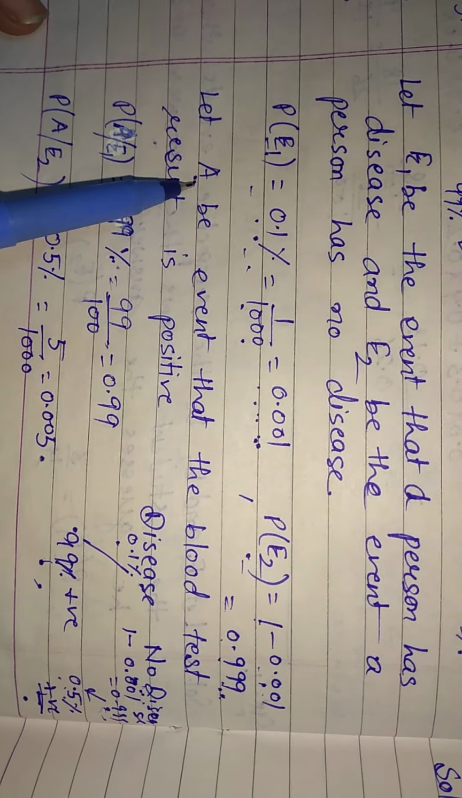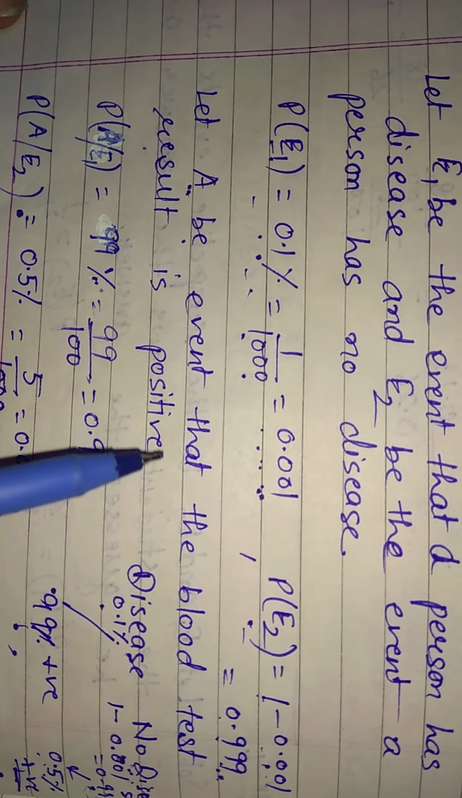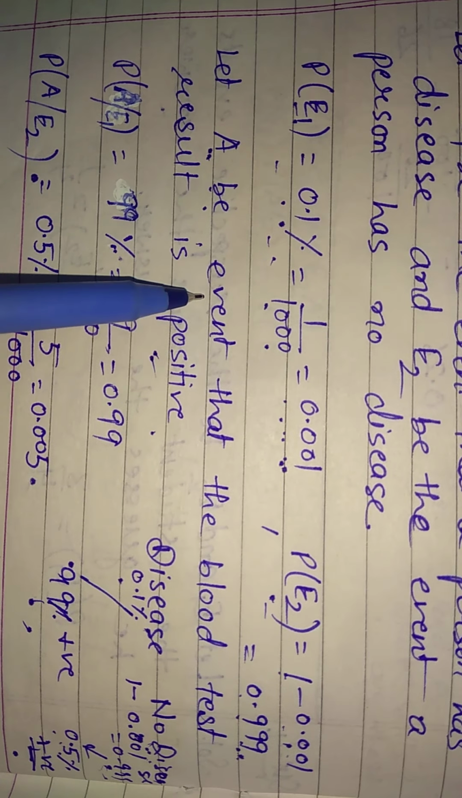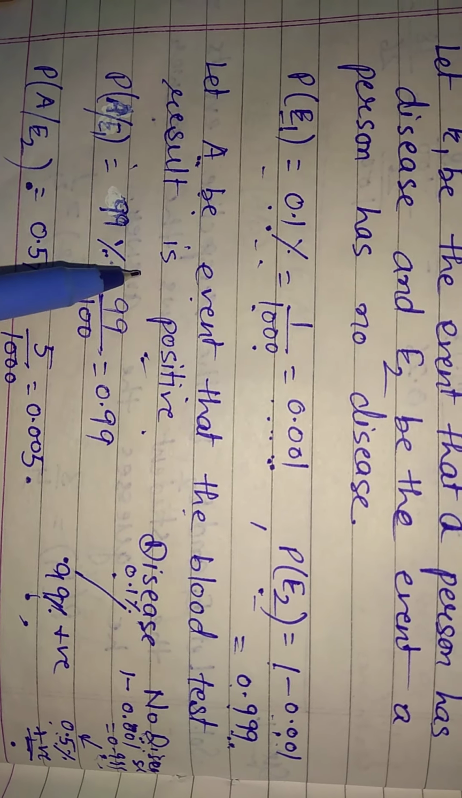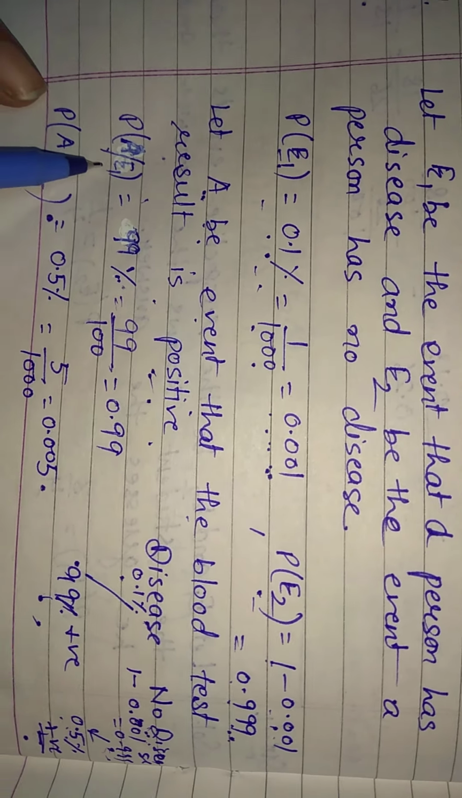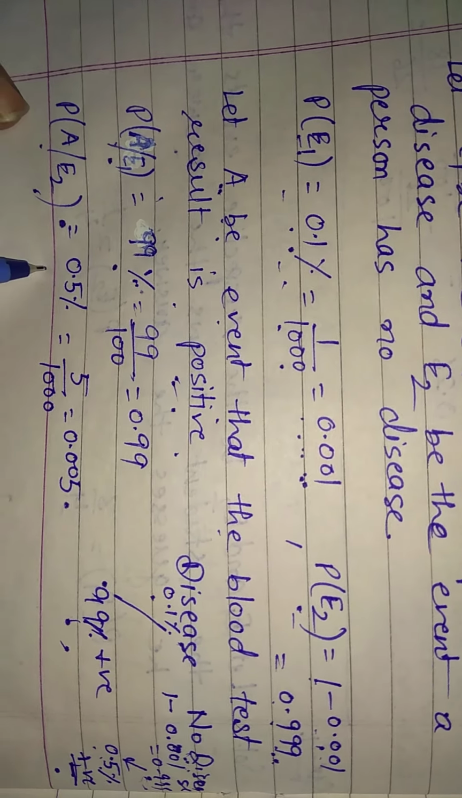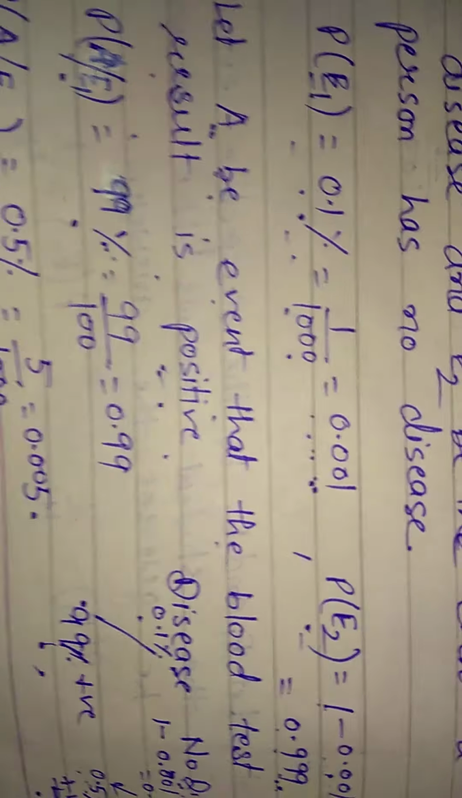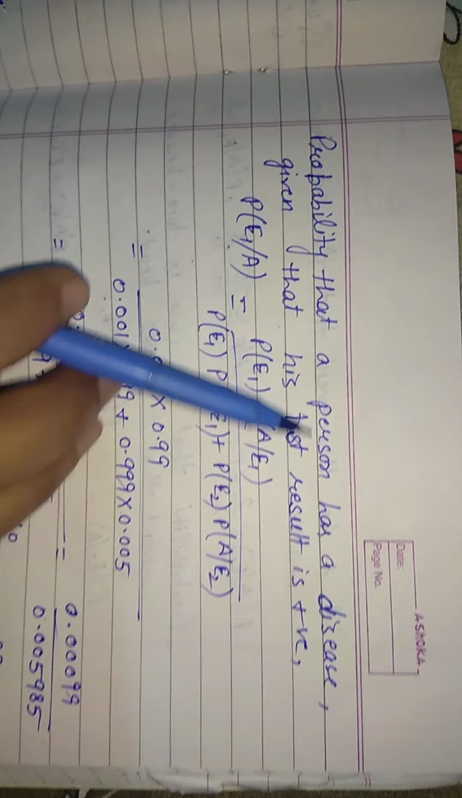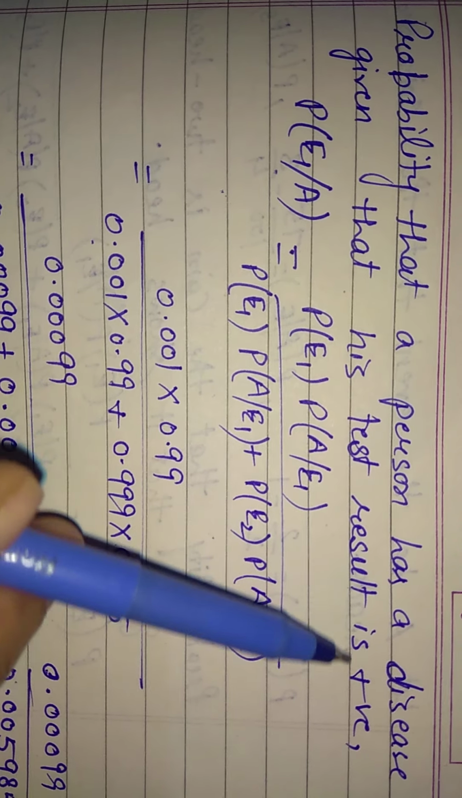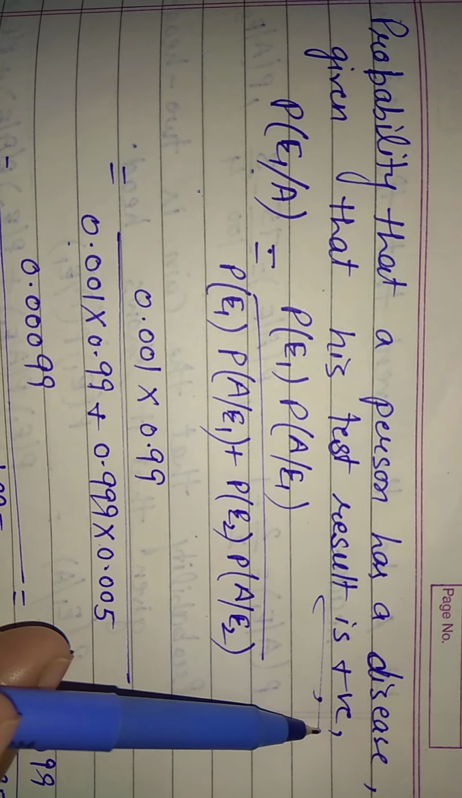And we have to find out the probability for whose result is positive. So A be the event that the blood test result is positive. So P(A|E1) is 99% and P(A|E2) is 0.5%. And we have to find the probability that a person has a disease, given that his test result is positive.